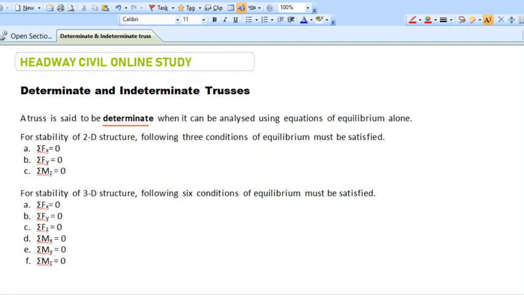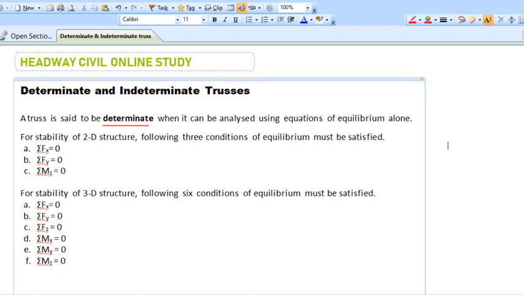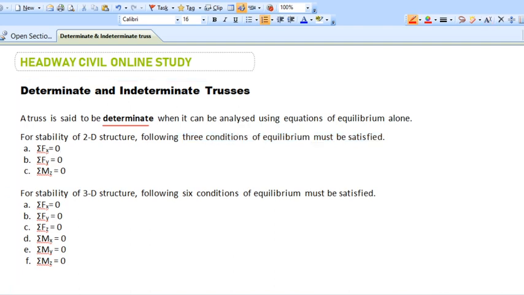What are these equations of equilibrium? In case of 2D structures, plane structures, there are three conditions of equilibrium which must be satisfied. So what are these conditions? The first one is summation of Fx equals 0. That means the sum of forces along the horizontal direction equals 0. Summation of Fy equals 0. That means the sum of forces along the vertical direction equals 0. And summation of Mz equals 0. That is the sum of moments about the z direction equals 0.